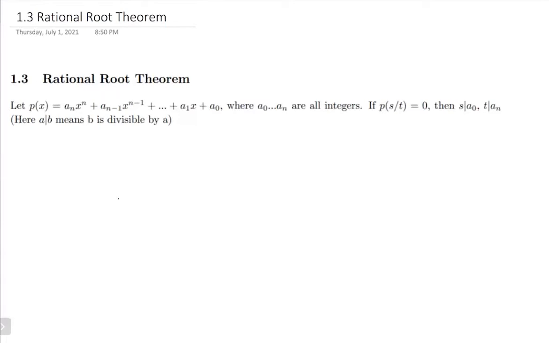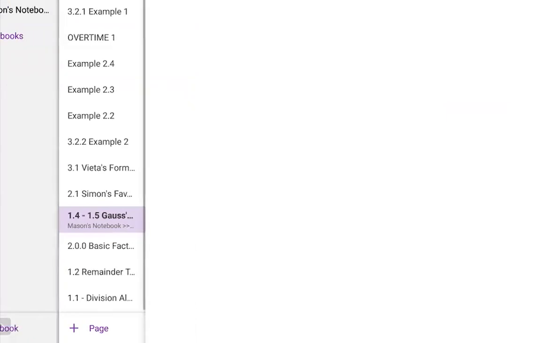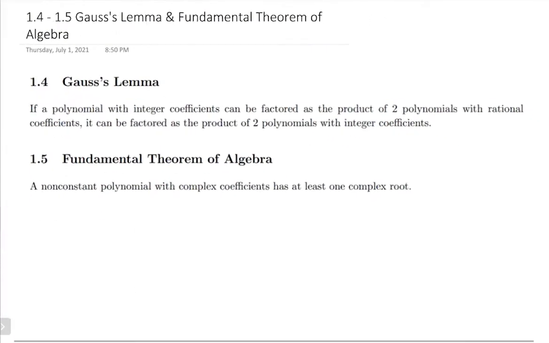And this is only true if you, of course, simplify the rational number. Yeah, let's move on. So next we have 1.4 and 1.5, the fourth theorem and the fifth theorem. The fourth is actually a lemma.